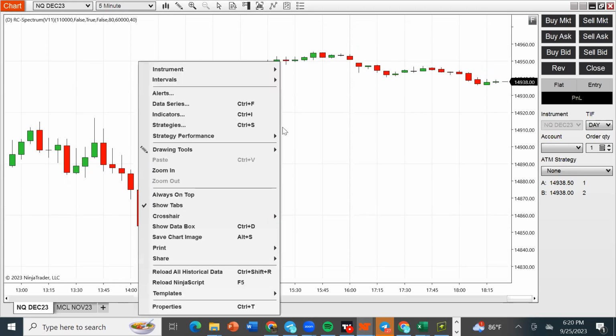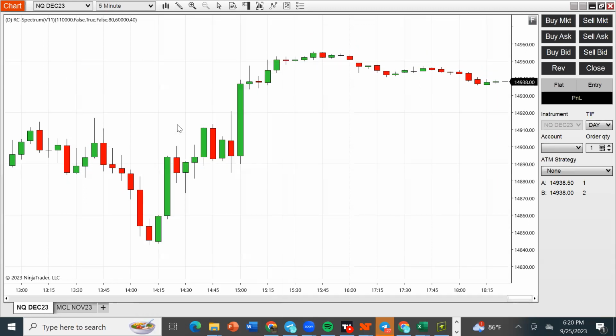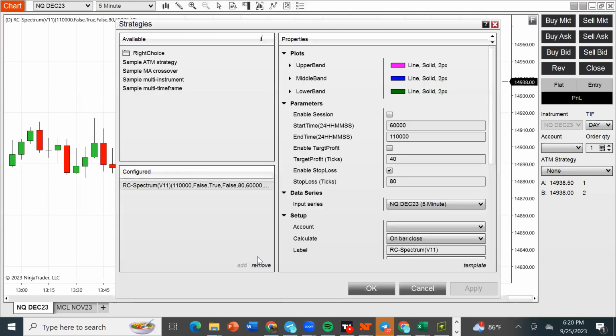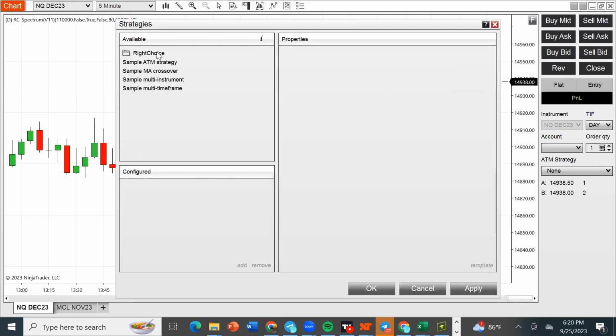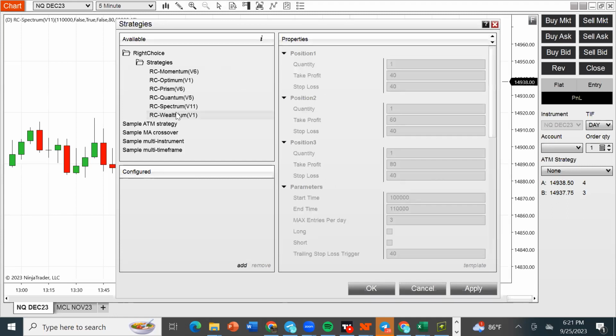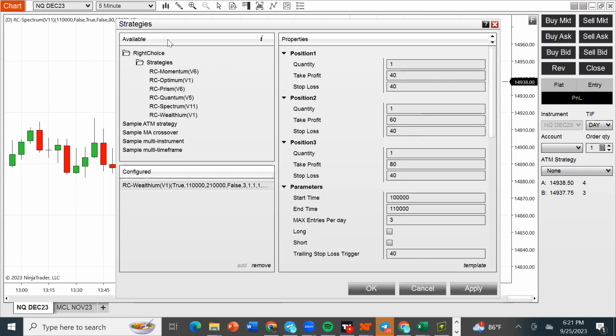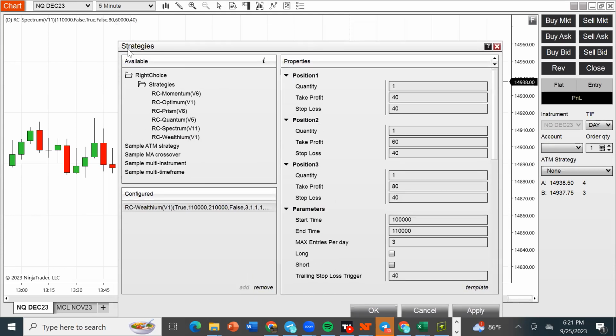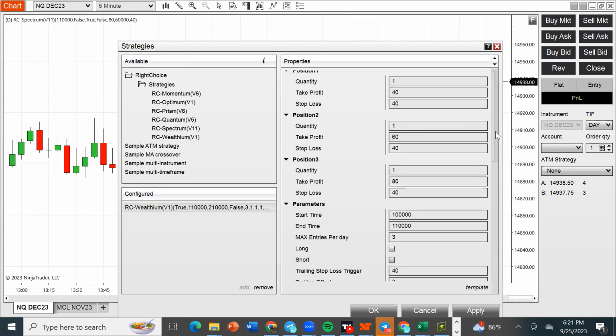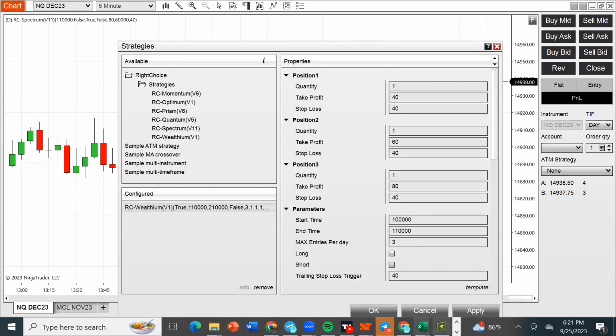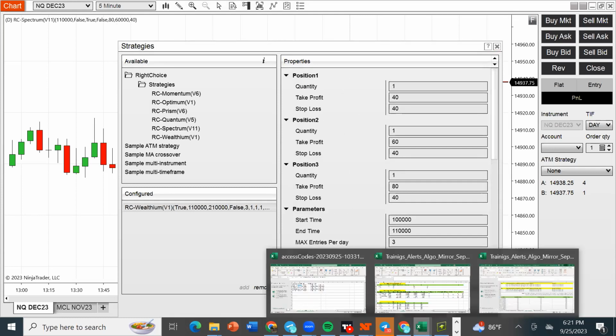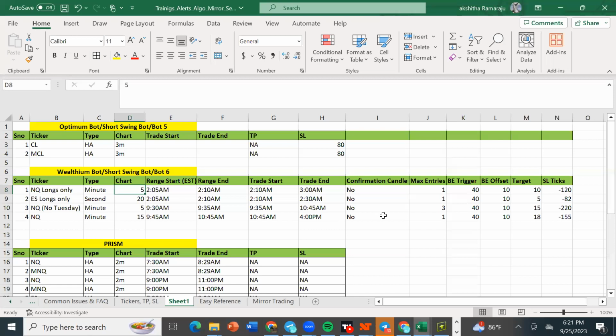So when you want to enable the strategy, you will click on the strategies and then remove any other strategy. And now let us select Wealthium, right? So you will select, for example, what is the quantity? It says max entries is 1.